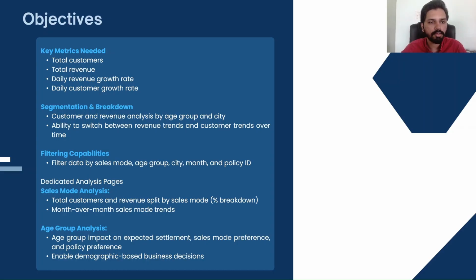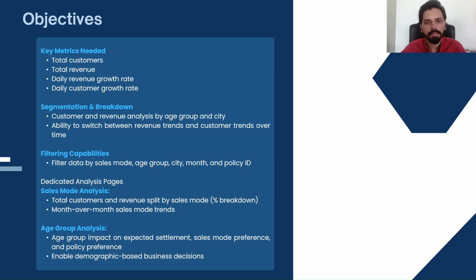We'll be monitoring the key metrics that are total customers, total revenue, daily revenue growth rate, and daily customer growth rate. We'll also focus on the customer and revenue analysis by age group and also by city. And third, we will be filtering data by sales mode, age group, city, month, and also by policy ID.